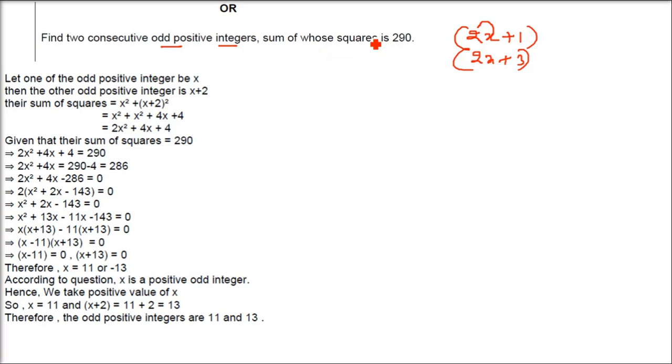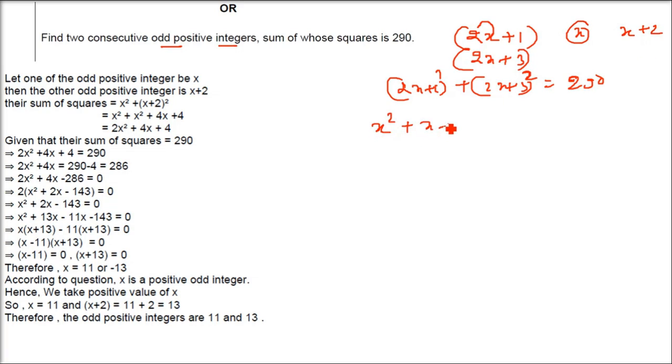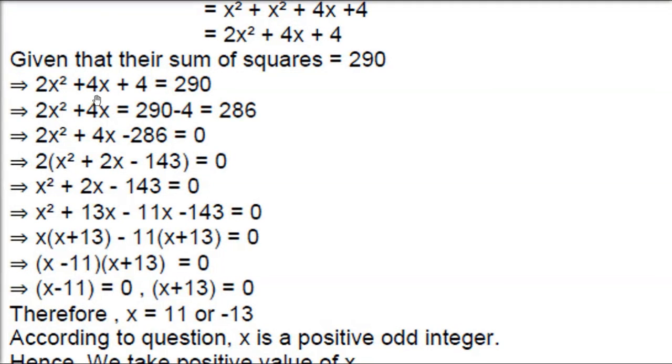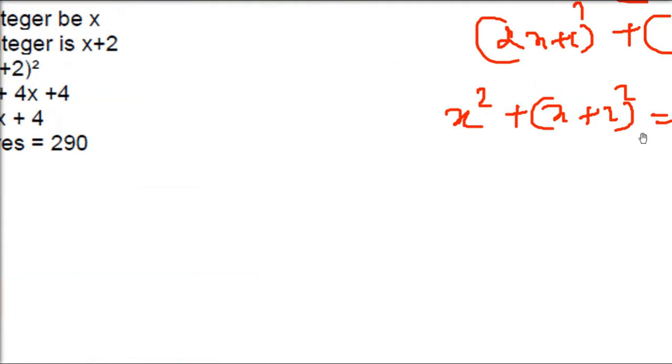So two consecutive odd positive integers, sum of whose squares is 290. 2x plus 1 whole square plus 2x plus 3 whole square equals 290. Even if you do this, the same answer will come. But in this question, it won't matter, because when you get the value of x, you will see that it will be 11 and 13 only. So x and x plus 2 are the consecutive. One is x, other one is x plus 2. It cannot be x plus 1, right? It will be even, odd like this.